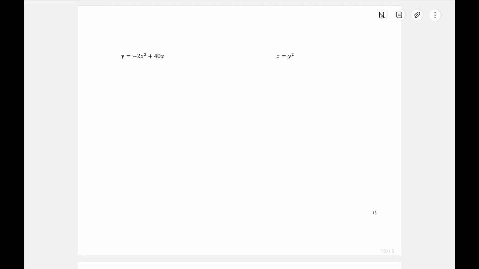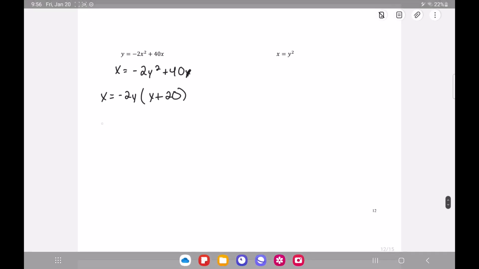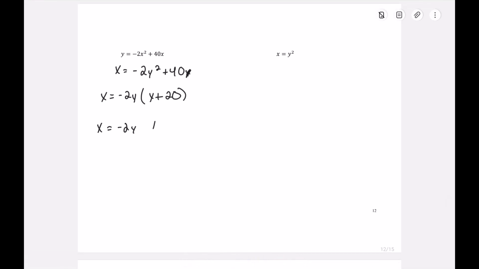So next we're given y equals -2x squared plus 40x. And if we looked at factoring this or flipping it to see if it's a function, we could flip our variables. So we would have x equals -2y squared plus 40y. If we were to factor, we could pull out a negative 2y, and we'd be left with y plus 20. We can also see that this is a quadratic, so we would have a function.